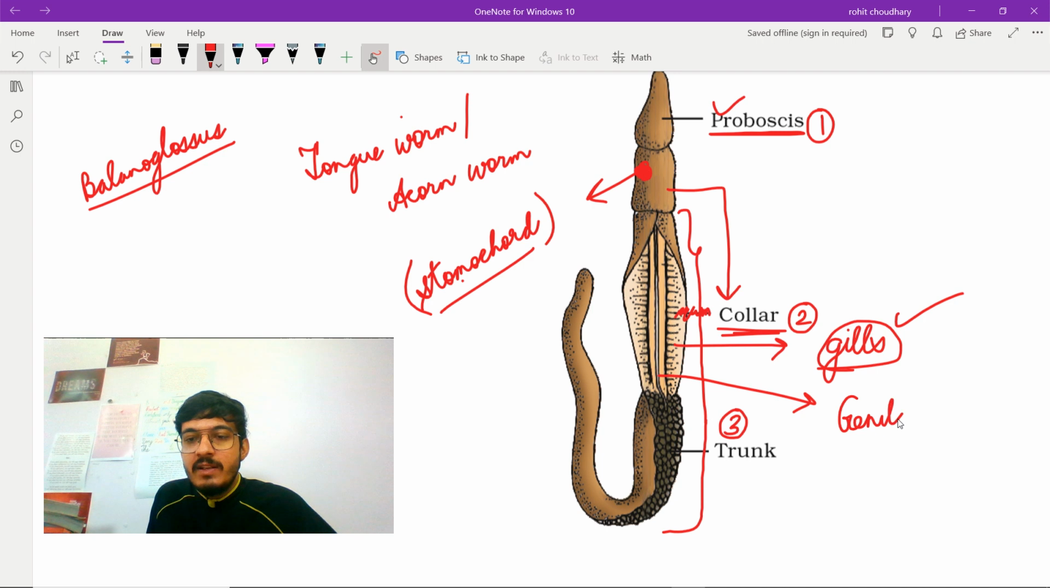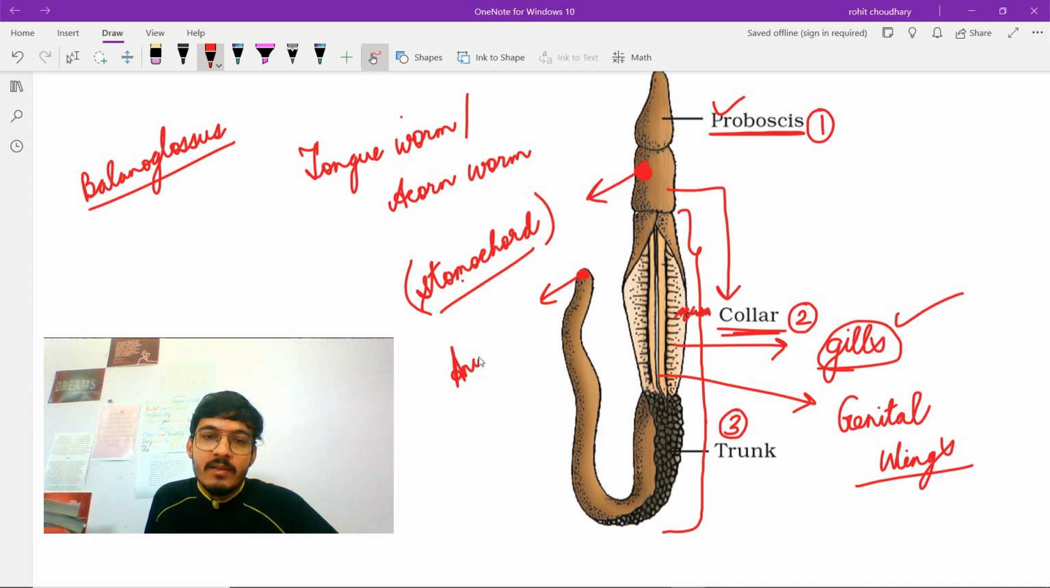These are the genital wings, and the members found in this phylum are unisexual or dioecious, meaning male and female sex organs are present on different individuals. So they show sexual dimorphism as well. And in which phylum have we studied sexual dimorphism earlier? In phylum Annelida. On the posterior side, anus will be present. This is anus.